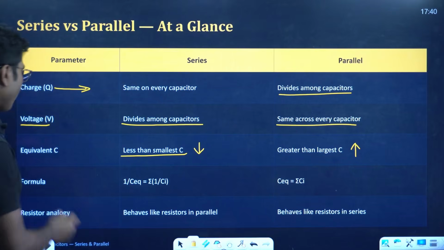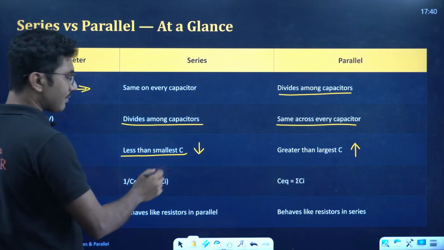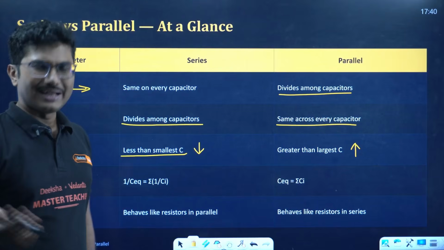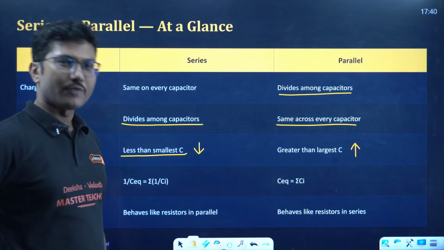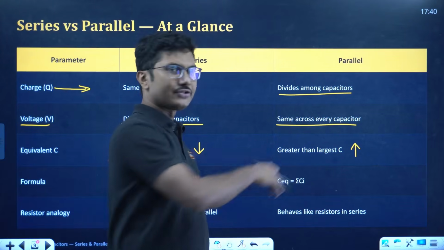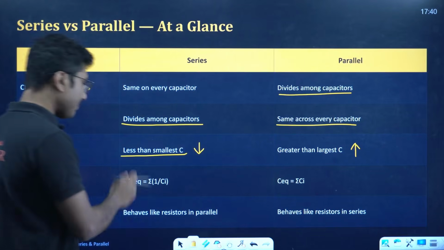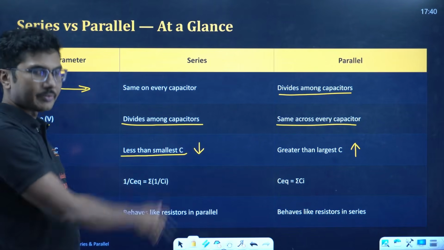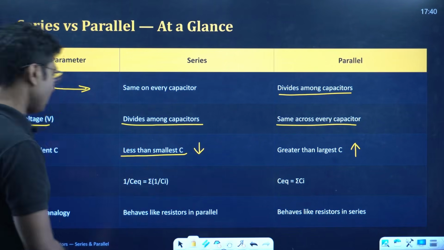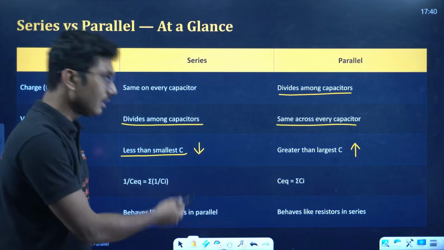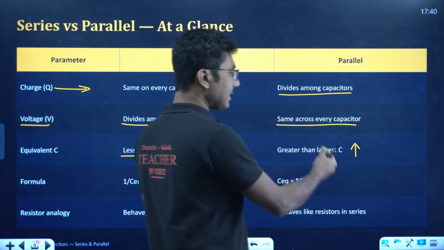So the formula: in parallel it is the sum of Ci. Ci means any one, I can take 1, 2, 3, 4, 5, 6. So basically summation of Ci means C1 plus C2 plus C3 plus C4. In series, 1 by C equivalent is 1 by C1 plus 1 by C2 plus 1 by C3 and so on. Resistor analogy: parallel capacitors behave like resistors in series, and series capacitors behave like resistors in parallel.